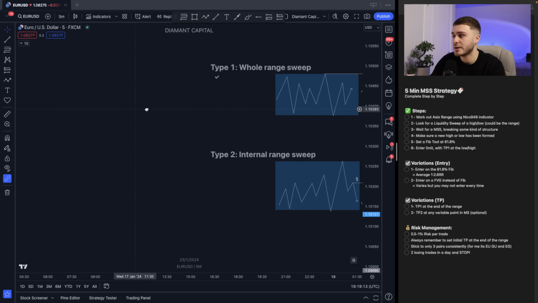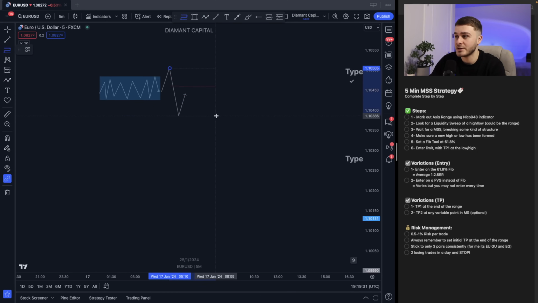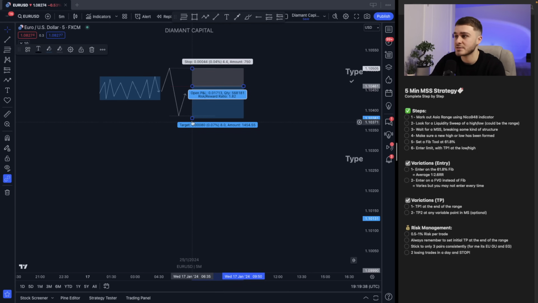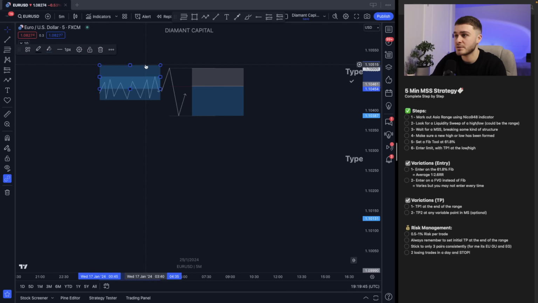So let's just get a few more diagrams going on. As I said, we've got the Asia range happening over here. There we go, the Asia range is complete. Then we get the liquidation at the top, market structure shift to the bottom. Then type 1 of the variation is going to be the 62% fib retracement, and all we will do is simply enter something like this. You see? Or the next opportunity is, let's just copy and paste it all over.